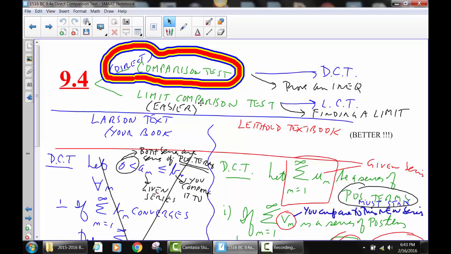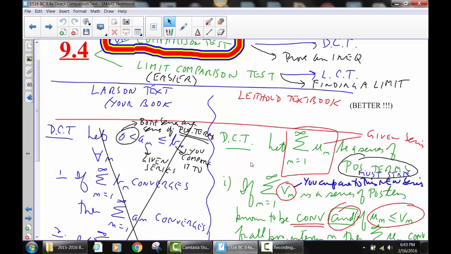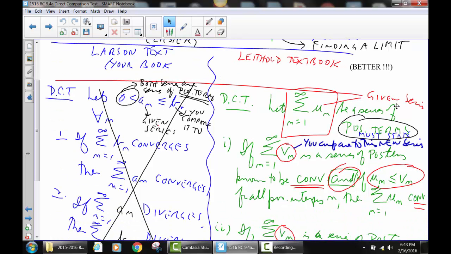Both of them have the word comparison in them because you're going to have to come up with a series to compare the given series to. So you're going to be given a series. You'll call that series Un. It's got to be a series of positive terms. So write out the first few terms and just state the fact that yes, they are all positive. Then you're going to have to come up with a series Vn that you're going to compare it to. We'll talk about how you're going to do that.